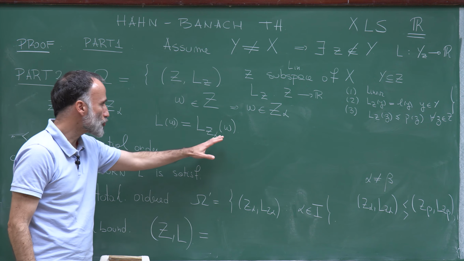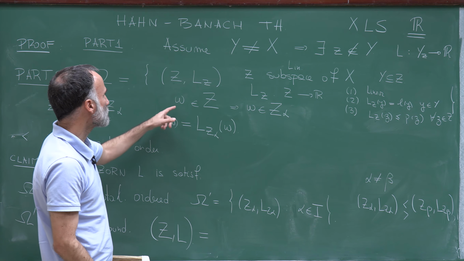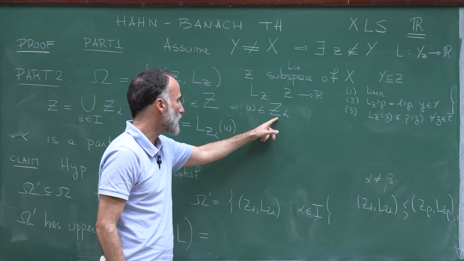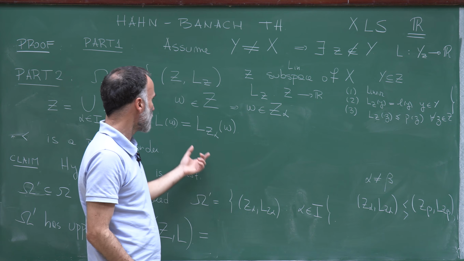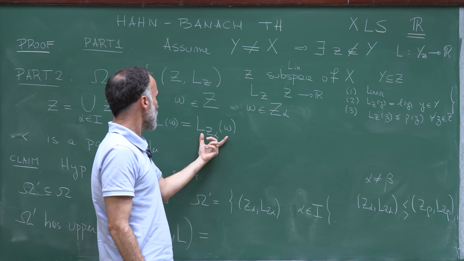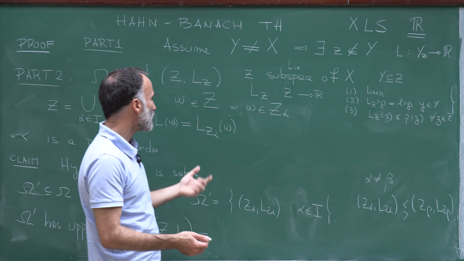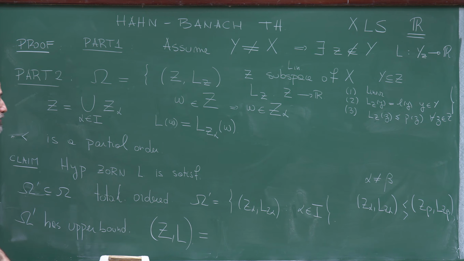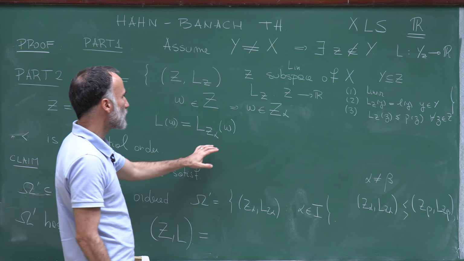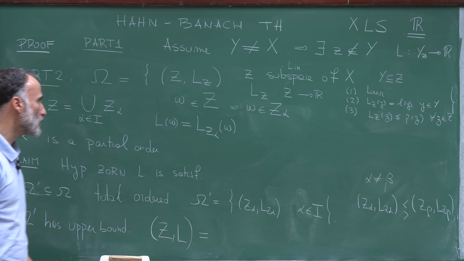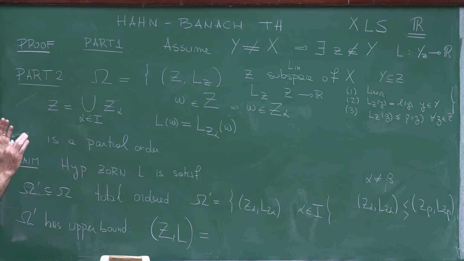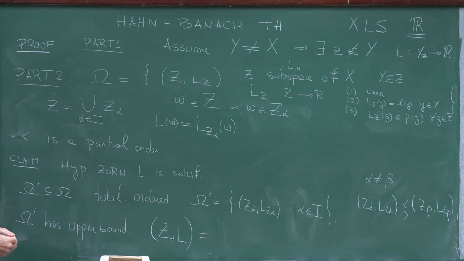Of course, I need to show that this is well defined, because maybe W belongs to a Z alpha and also to a Z beta, and this definition may give me two different values. I have to check that this is not the case, that this is well defined. But at least this is the definition I'm proposing. Let me show you now that everything is fine.